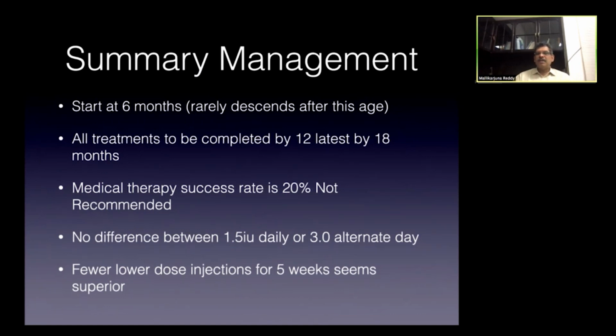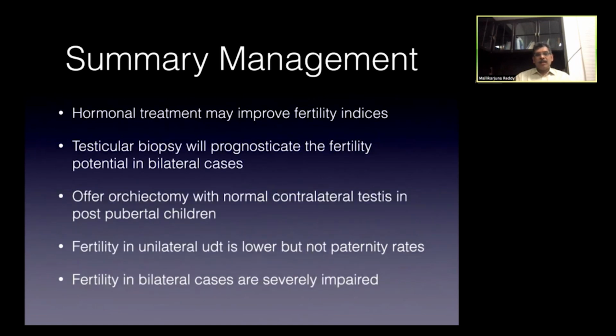Medical therapy, the success rate is around 20% and is not recommended. There's no difference between daily or alternate day dosages of HCG. And fewer, lower dose injections for 5 weeks seems superior, but definitely not statistically significant. A few papers have told us that the hormonal treatment may improve fertility status by increasing the number of spermatogonia. Not sure. Testicular biopsy may prognosticate the fertility potential in bilateral cases.